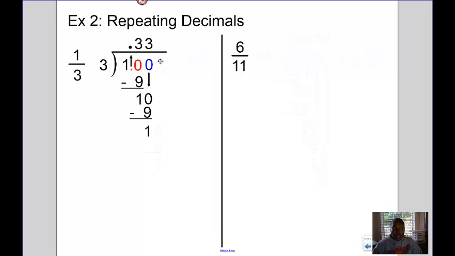But I'm not at 0 yet, so I add a 0, bring it down, start over. So now I'm dividing 3 into 10. It goes in there 3 times. 3 times 3 is 9. Y'all see what's happening here? And subtract, and I get 1.